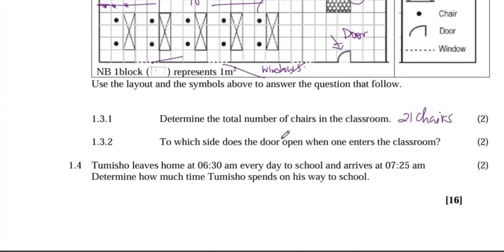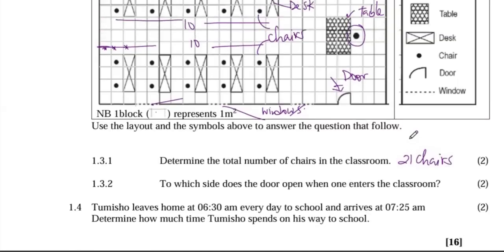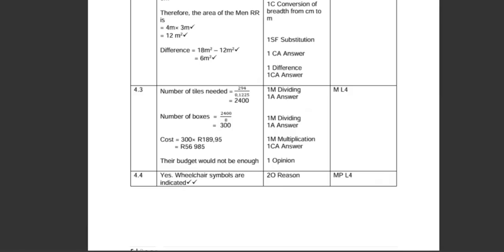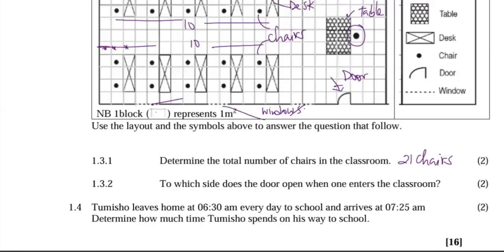21 chairs. To which side does the door open when one enters the classroom? Now, when you enter here, where does it go? So remember, when you are entering, this is your right, this is your left. So the door is turning this way. This is the door. Because if you bring it back, it will close. When you take it, it goes. So it turns to the right hand side.